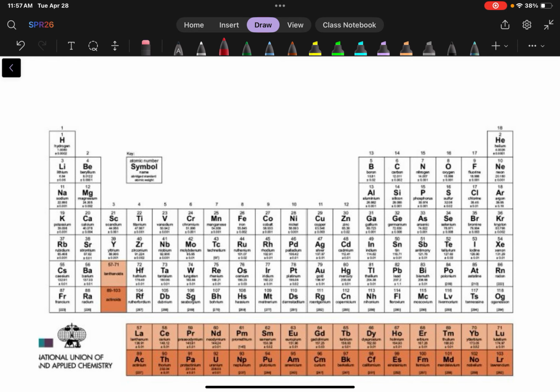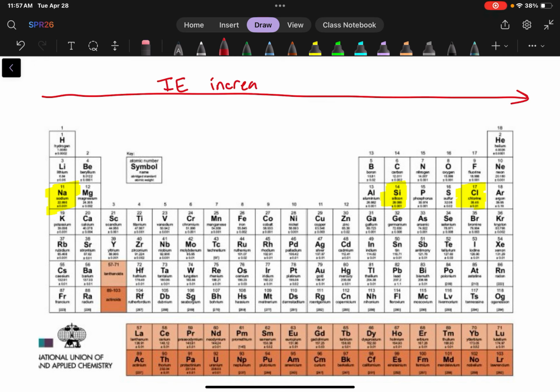Let me just highlight those. We've got silicon, chlorine, and sodium. So we do know a trend going from the left to the right. We know that our ionization energy increases going from the left to the right.